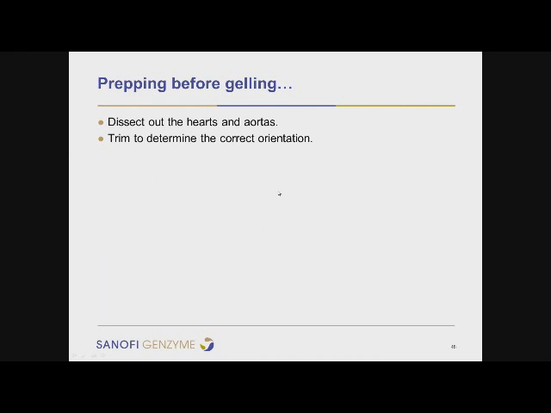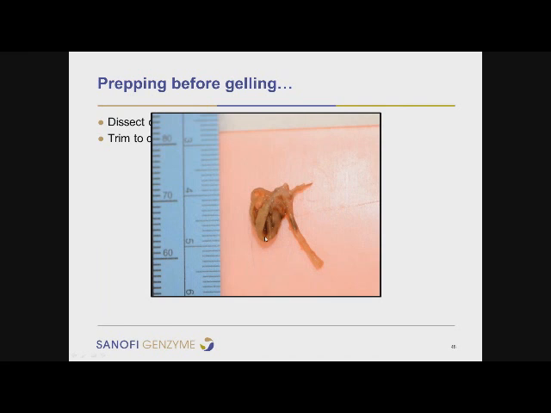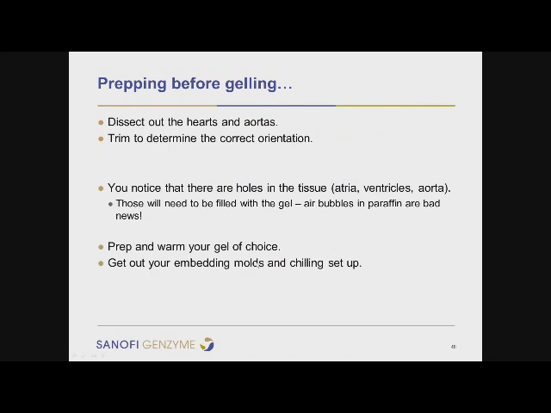They were then trimmed to determine that correct orientation that we talked about, and this is a picture of that orientation. So here are the ventricles down here in the lower part of the heart and the atria up here, and attached here is that aortic arch that we wanted to look at, along with the descending aorta. You'll notice that there were holes in that tissue, the atria are holes, the ventricles, the aorta. Those need to be filled with the gel because air bubbles in paraffin are bad news. We've all tried to cut around those, right?